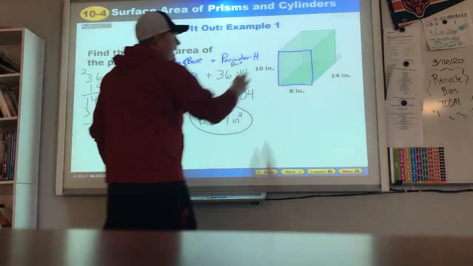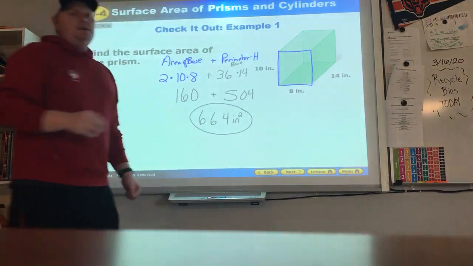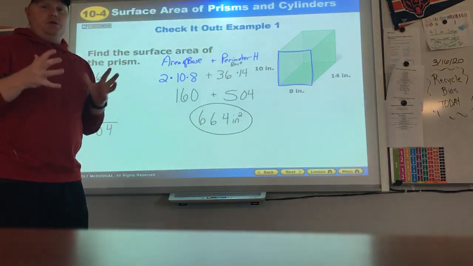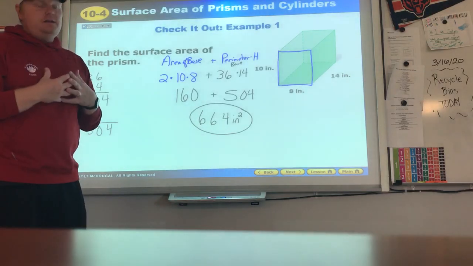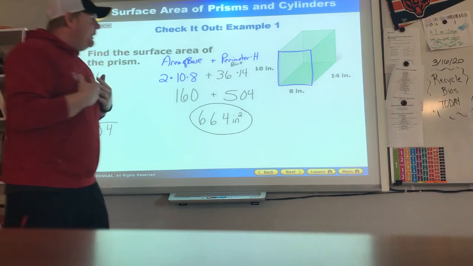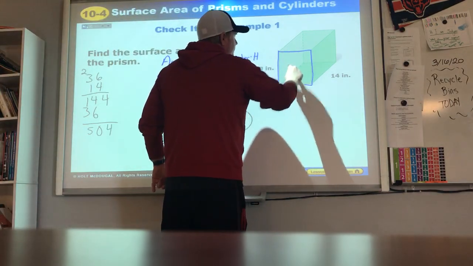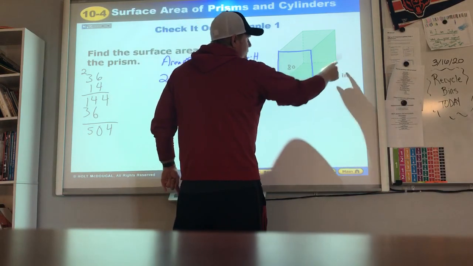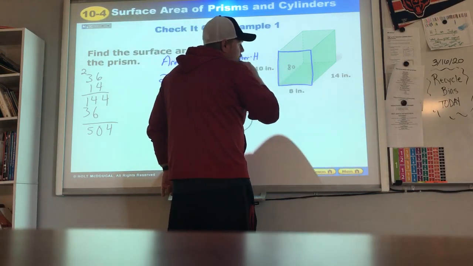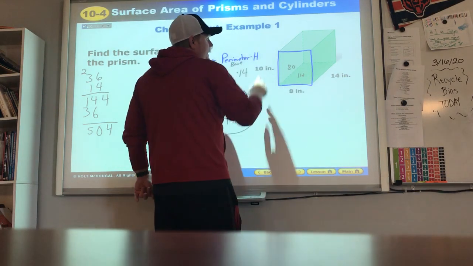Many people like to add the area of each different rectangle together, or each different side. That works too, but you must make sure you include all the sides and you know all the lengths of all the edges. I believe this way is easier, but if I wanted to, 10 times 8, oh, that's 80 for this side. Okay? 8 times 14, oh, that gives me the bottom. 8 times 14 is 80 and 32, so that would be 112 for this bottom side.